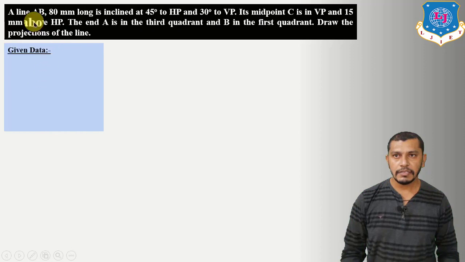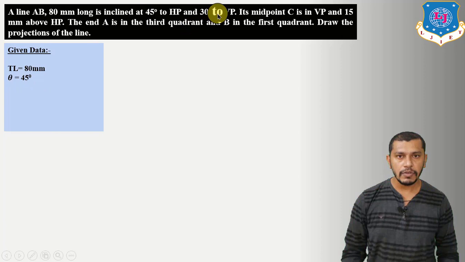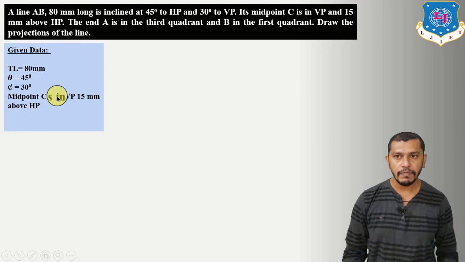So the given data is a line AB 80 mm long. That means the true length of the line is 80 mm. It is inclined at 45 degree to the horizontal plane, so theta is 45 degree, and 30 degree to the vertical plane, so phi is 30 degree. Its midpoint C is in the vertical plane and 15 mm above the horizontal plane.